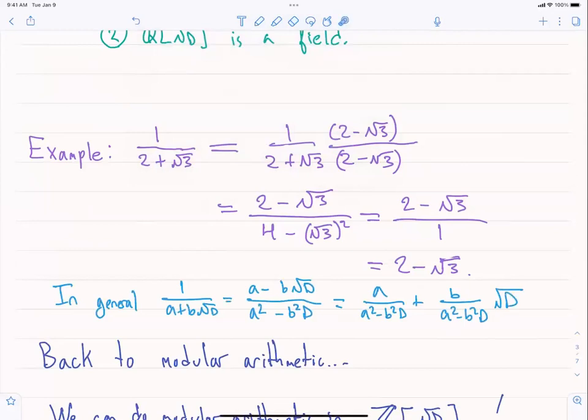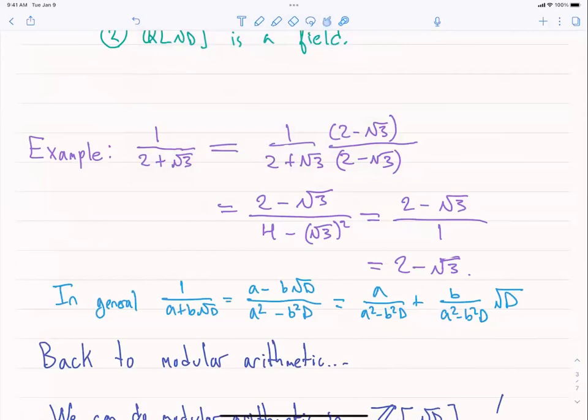And this is where I use the fact that D wasn't a square, because I need this number in the denominator to not be 0. So I should have that A squared minus B squared D is not 0, but it's pretty easy to see that as long as D is not itself a square, this is never going to be 0.